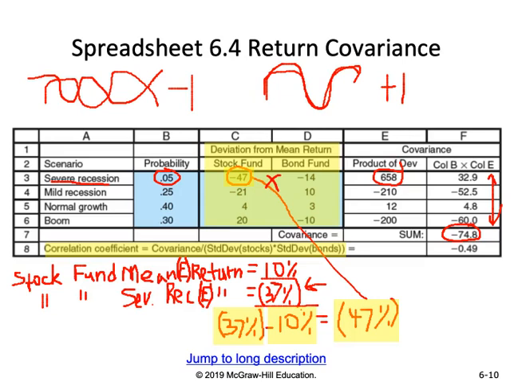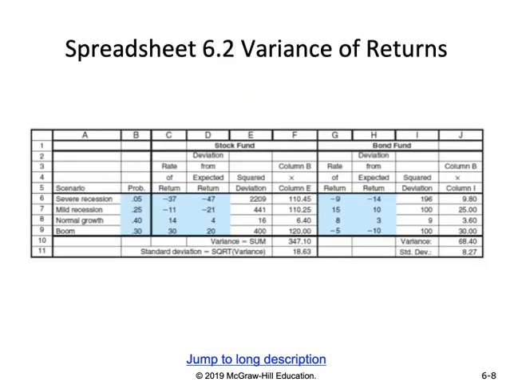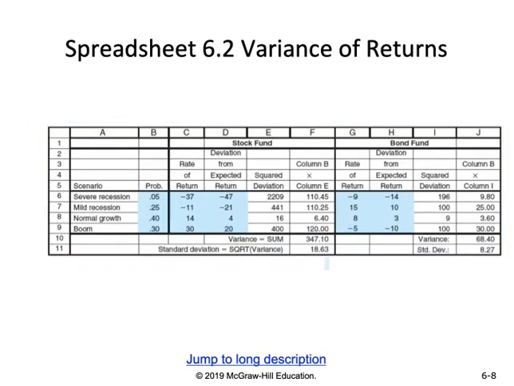Anyway, we take this negative 74.8, and then right here in this highlighted area, you can see how you get correlation coefficient. You divide covariance by the standard deviation of stocks times the standard deviation of bonds. And I will drop our highlighting here and go back to spreadsheet 16.2, and you'll see the standard deviation of stocks here. The standard deviation of bonds is 8.27.